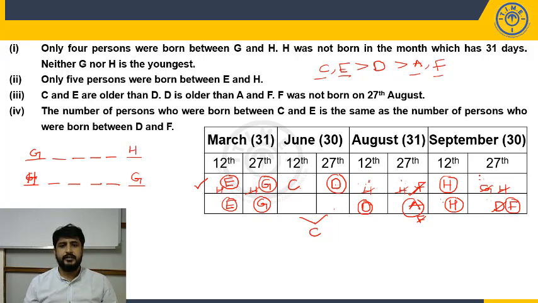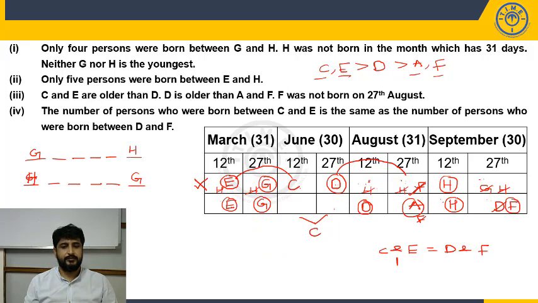And what else is given? The number of persons who were born between C and E is the same as the number of persons who were born between D and F. C and E is equal to D and F. Now look at this case. Between C and E, we have only one gap in case 1. So D and F has to be 1. D is already in the arrangement. So in the one gap, I should take F in the August 27th position. But is it possible? No, F cannot be here. So this case is ruled out.